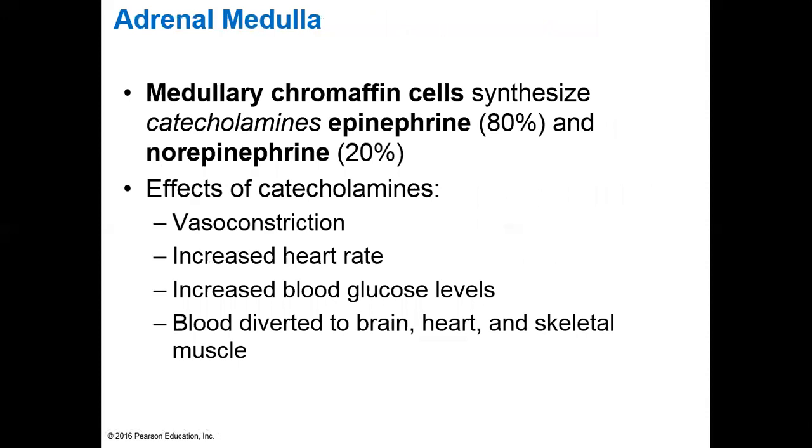So this is our epinephrine, which is adrenaline, or norepinephrine, which is noradrenaline. These are classified as catecholamines. And so the effects of catecholamines are vasoconstrictors. They increase the heart rate. They cause vasoconstriction, which would increase blood pressure, and increase blood glucose levels. They prepare me for fight or flight. Blood is diverted to the brain and to the heart and the skeletal muscle, like when maybe doing something like cardiovascular exercise, for example.